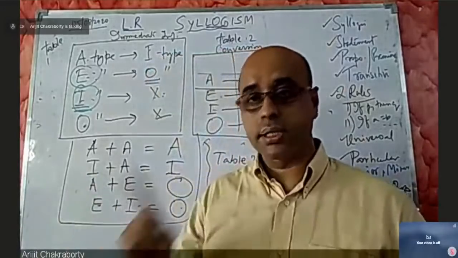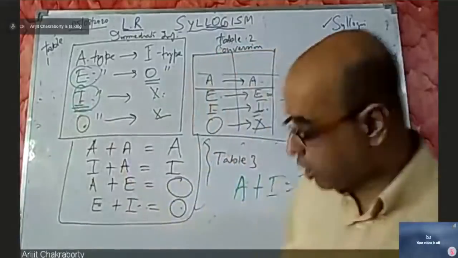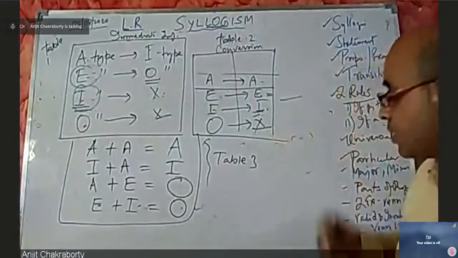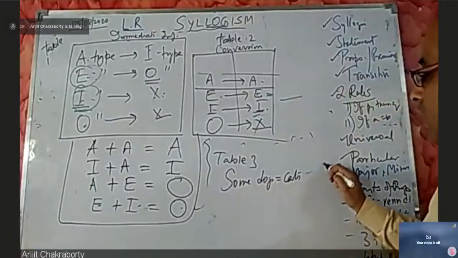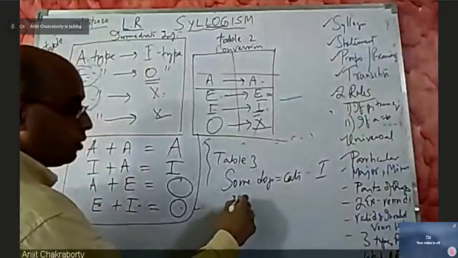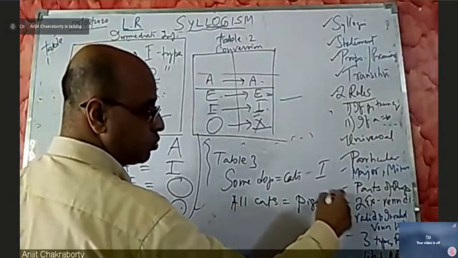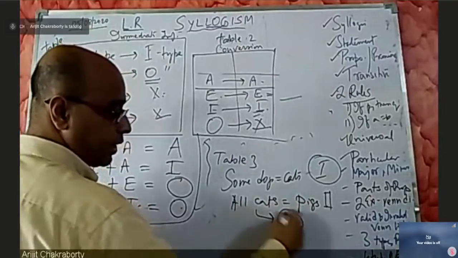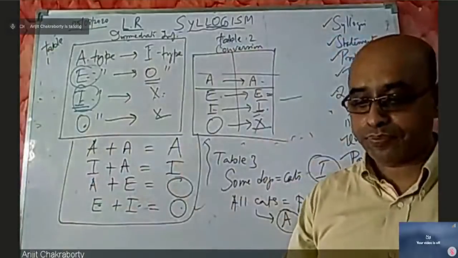First statement, some dogs are cats. This is I type. Some dogs equal to cats. The next one, all cats are pigs. This is number 2. So the first one is I type, the second one, all cats are pigs, is A type. I plus A will give you I.